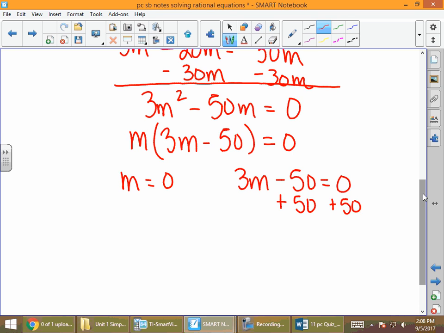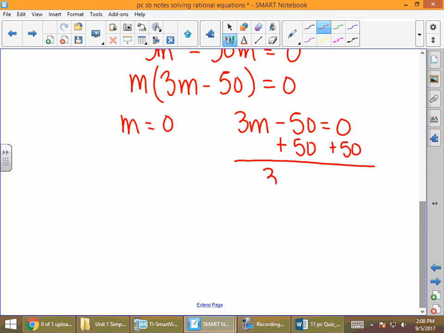Over here, let's add the 50 to both sides. 3m equals 50. And then it's 3 times m. The inverse operation is to divide. And we get 50/3. Here's the thing. We can have 2 answers to the problem. But in this particular case, one of them is an extraneous solution.